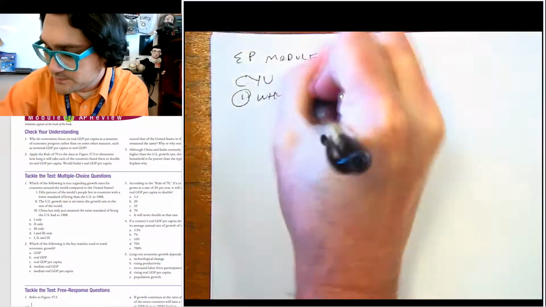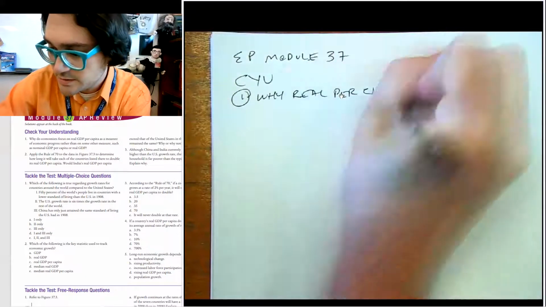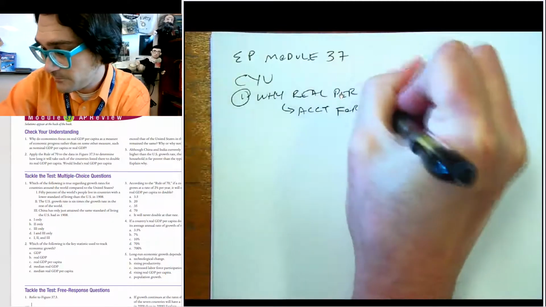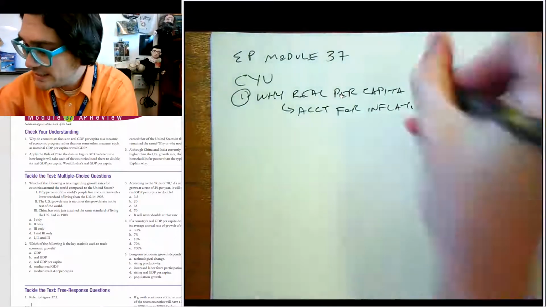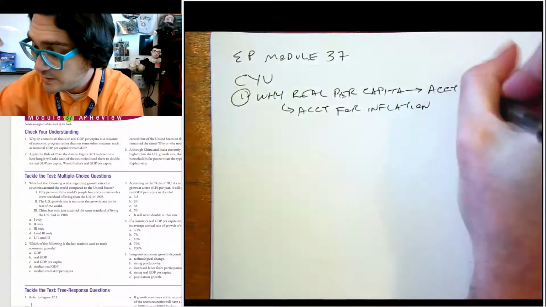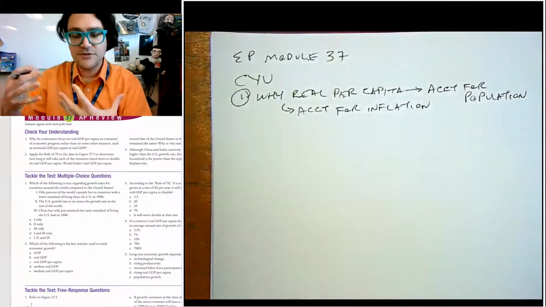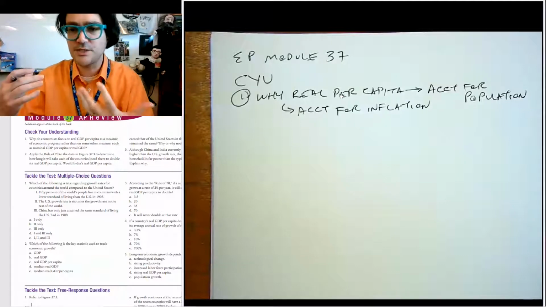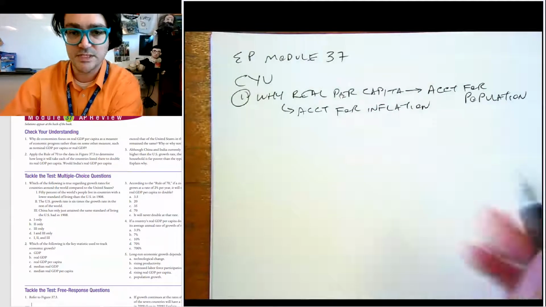Why real per capita is so that you account for inflation, right? That's the idea of real as opposed to nominal. And the per capita is to account for population. So some countries have very large populations, some have very small. And the whole goal is to think about real GDP per capita as the standard of living of an economy. So your average standard of living would be accounting for population and price levels in the economy.